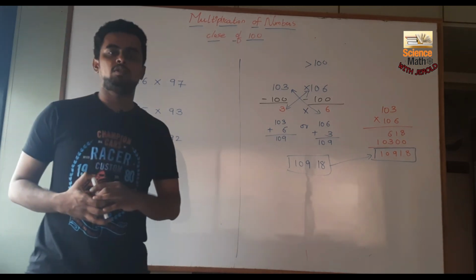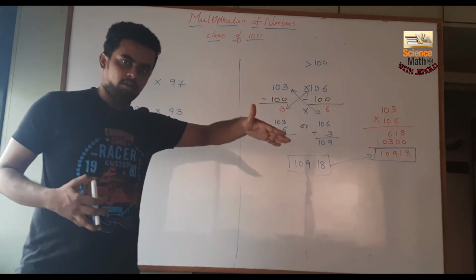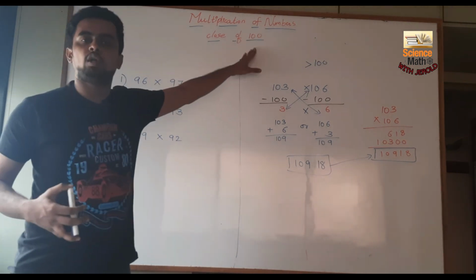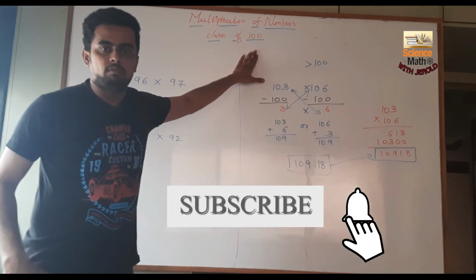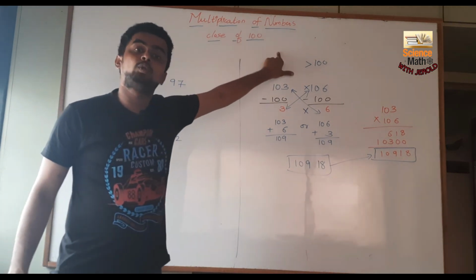In the next video, we will move on to the second stage of this method. Today we saw numbers close to 100. In next week's video, in the next Mathemagic of the Week, we will see the numbers close to 1000.